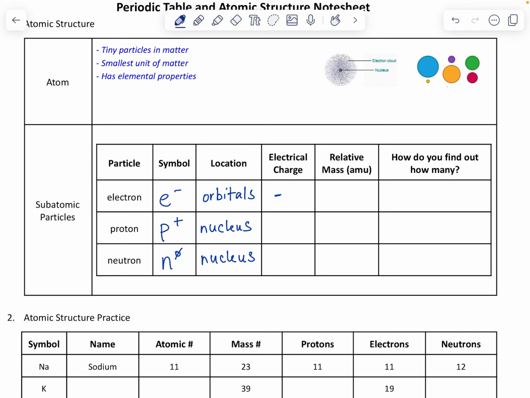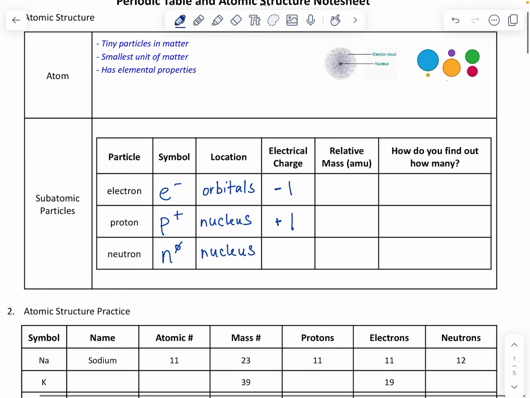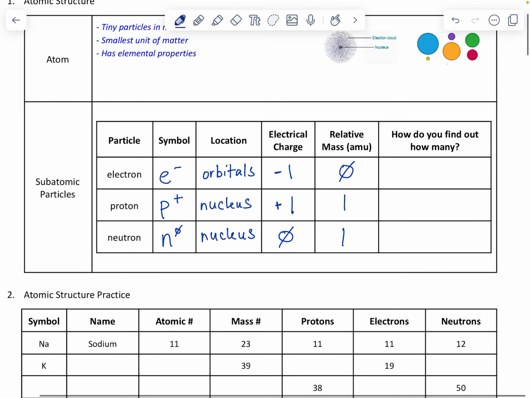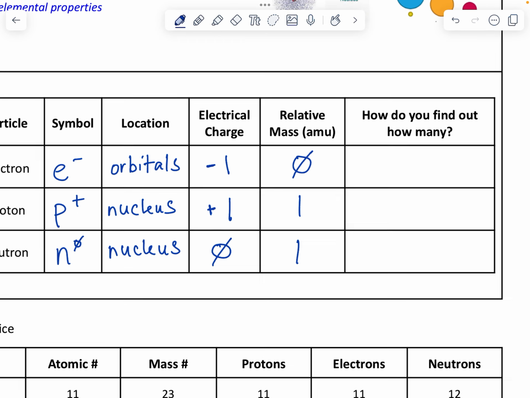However, the electrons do provide a negative charge, and the protons provide the positive charge. And neutrons don't have a charge. Neutrons are neutral. And similarly, electrons, like we said, don't contribute any mass, but the protons and the neutrons do. How do you find out how many?